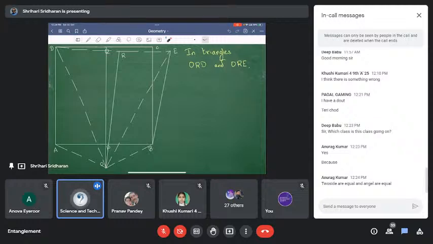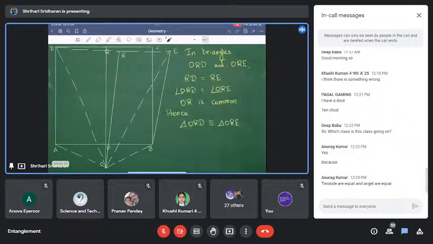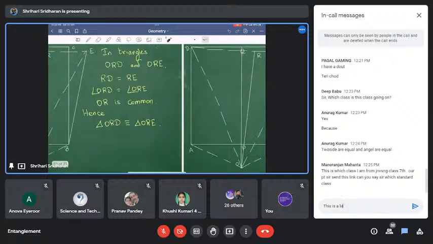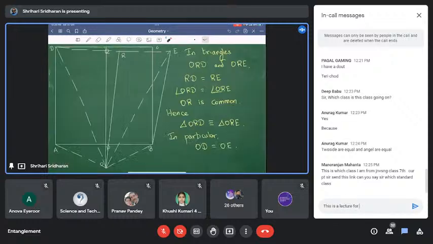He says that two sides are equal and angle are equal. Wonderful. So two sides are equal and the angle contained between these two sides is equal. You have RD equal to RE, angle ORD equal to angle ORE. It's a perpendicular bisector. Recall that. So these angles are equal to 90 degrees. And you have a side OR as a common side to these two triangles, and therefore these two triangles ORD and ORE are congruent triangles. In particular, I'm going to say the side OD is the same as the side OE.